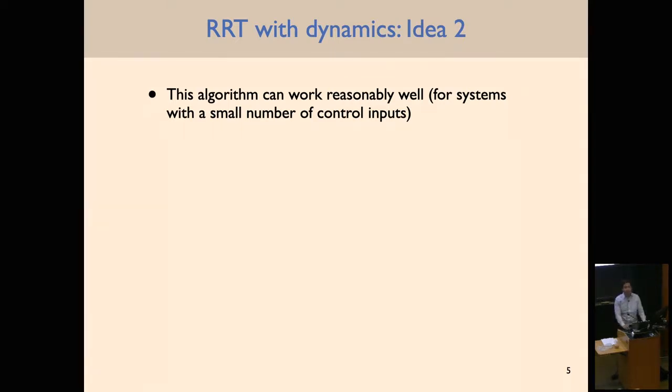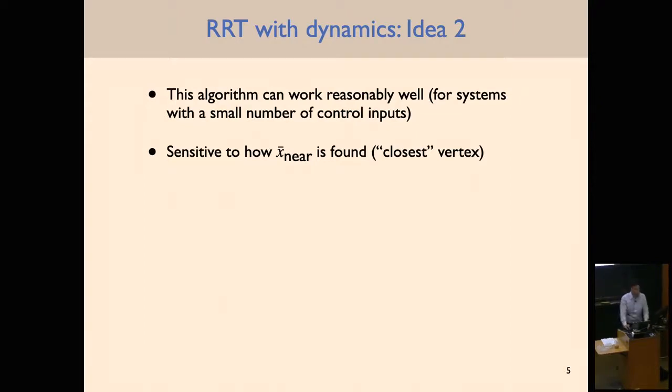Okay. So another bug or feature of this algorithm is that it is sensitive to how we define closest. What I was saying here is that you find the closest point in terms of the Euclidean distance, so the standard notion of distance, but that may not be the best choice. So here's an example.